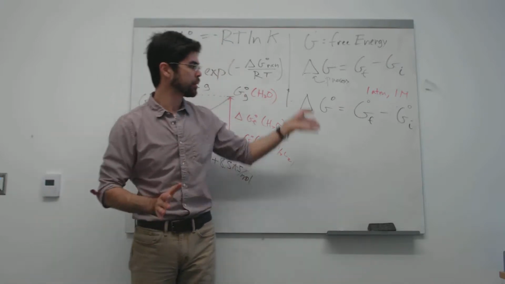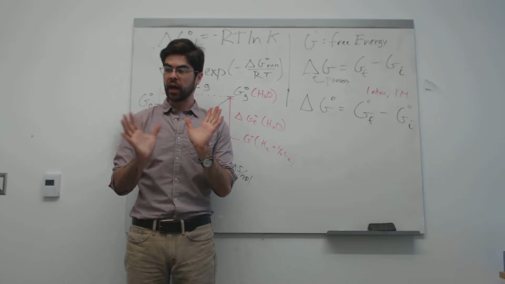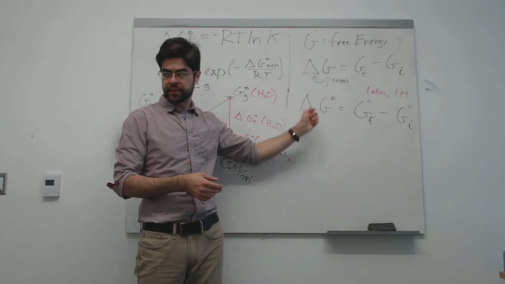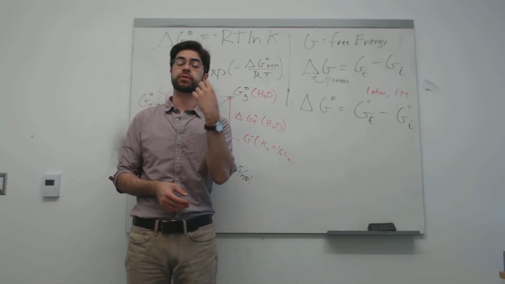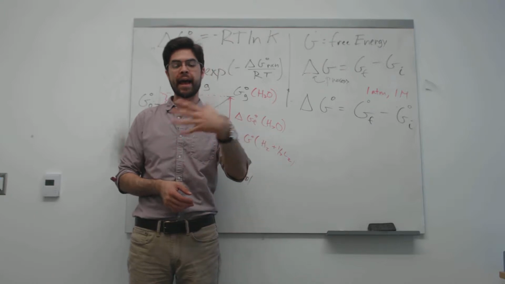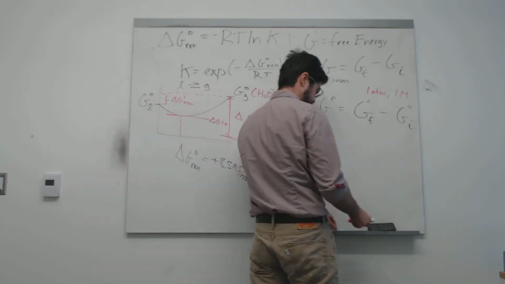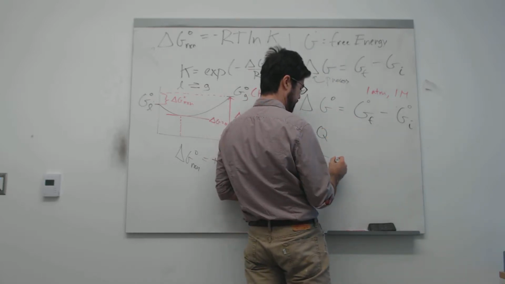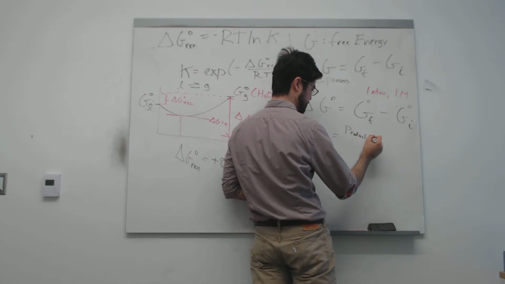I'll expand upon this. I'll draw an analogy between delta G and delta G naught and the distinction between Q and K. The equations for Q and K look exactly the same. They're always products over reactants.